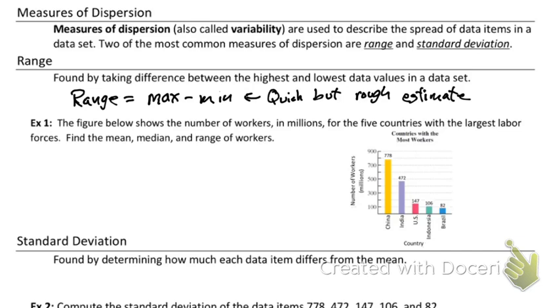But let's go ahead and do it here. So below shows the number of workers in millions for 5 countries with the largest labor force. So we have China, India, US, Indonesia, and Brazil. So we have 5 data points. We have 778, 472, 147, 106, and 82. I want you to calculate the mean, median, and the range. That means we should have calculators out, we should have pencils down. We are calculating the mean, median, and range.